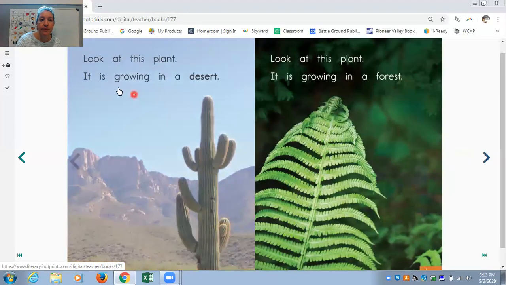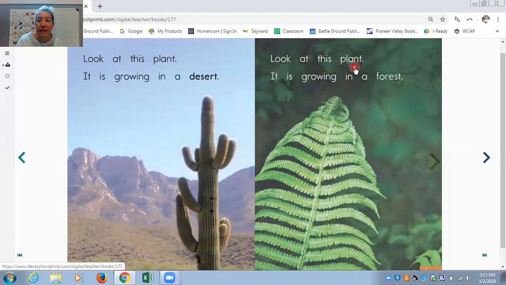Let's keep reading. Look at this plant. It is growing in a desert. Look at this plant. It is growing in a forest.